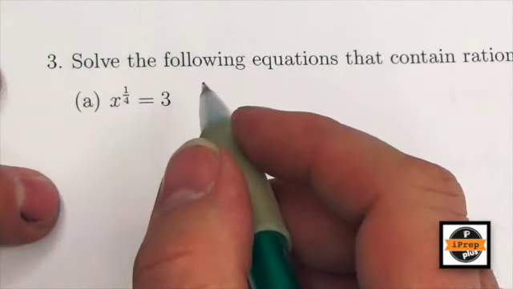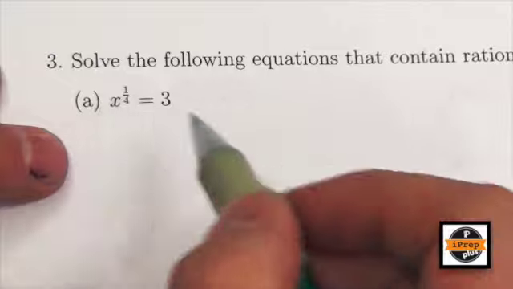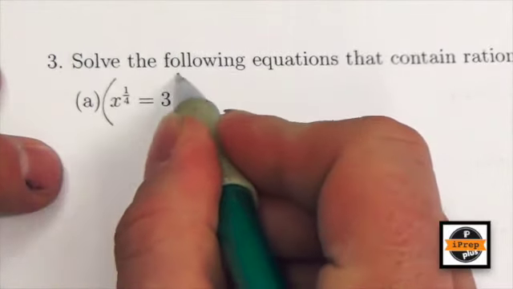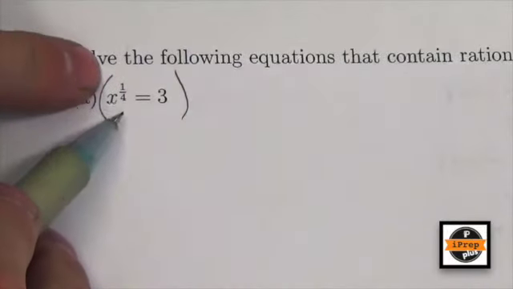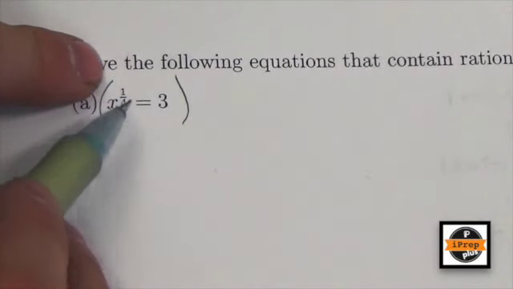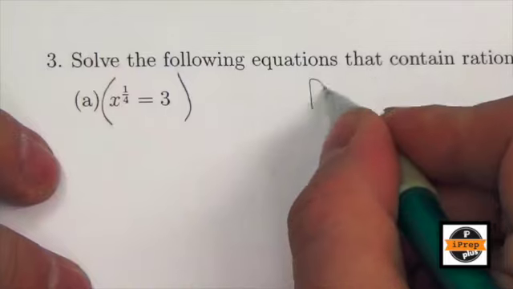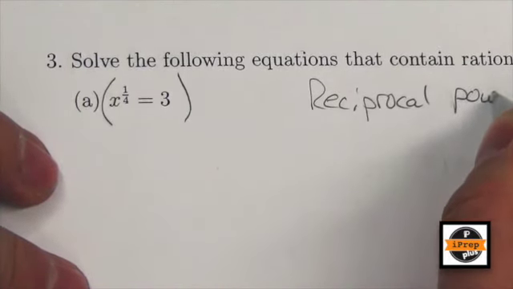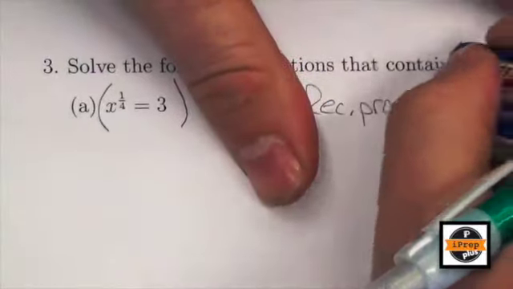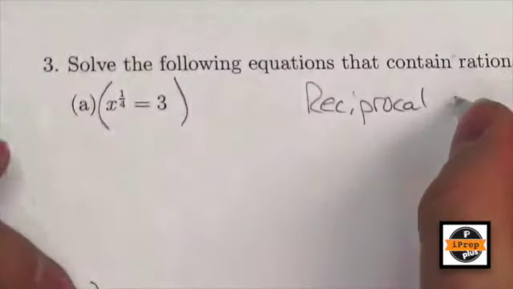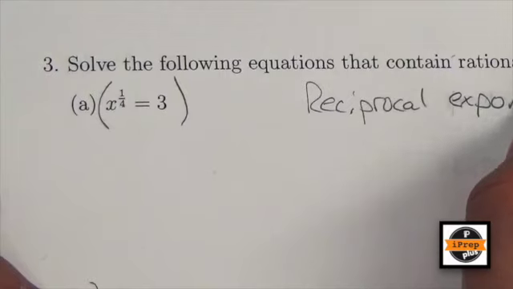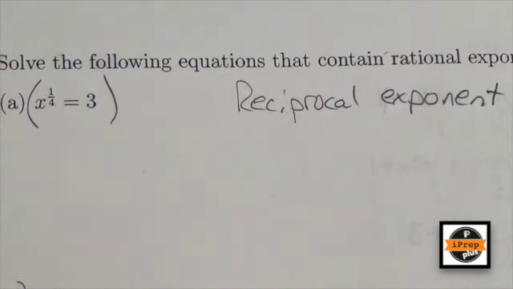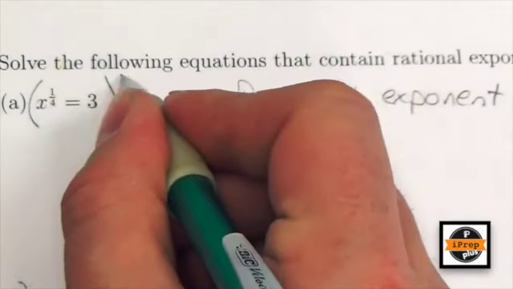Well, what we want to do here is get rid of the exponent on the x. And so what we're going to do is take both sides of this equation and raise it to the reciprocal power, okay? We're going to use the reciprocal power. Or actually, I should probably say the reciprocal exponent. That's better vocabulary here. Reciprocal exponent.